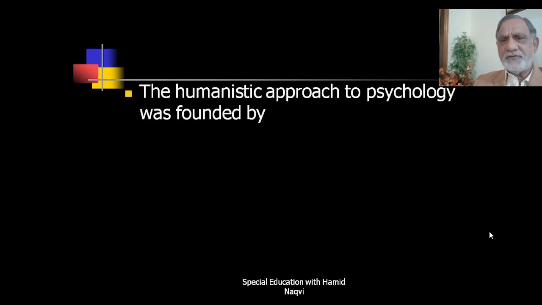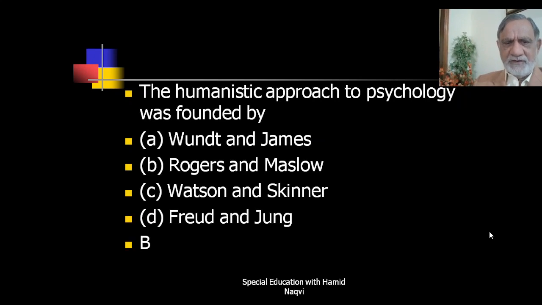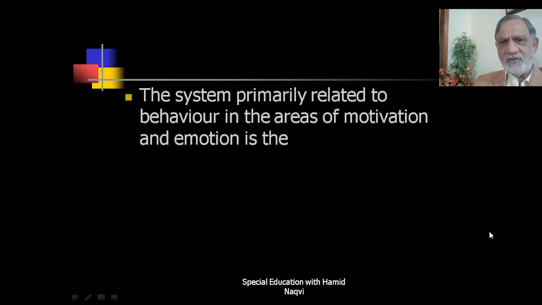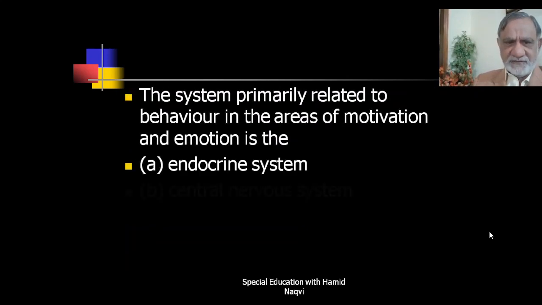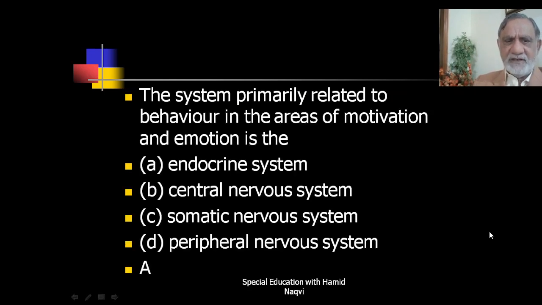The humanist approach to psychology was founded by, the correct one is B, that is Rogers and Maslow. The system primarily related to behavior in the areas of motivation and emotion is, correct one is A, that is endocrine system.